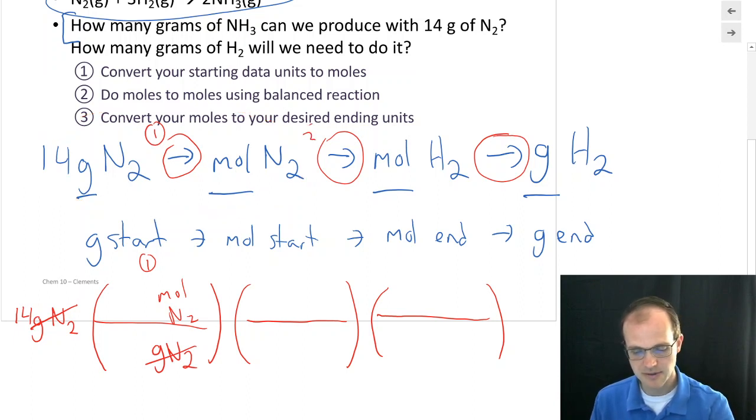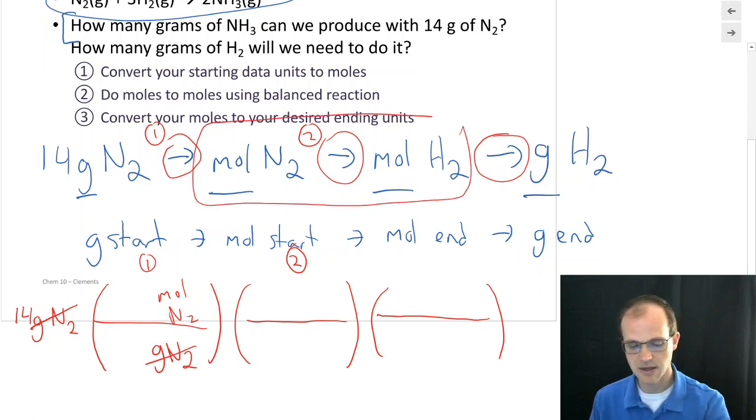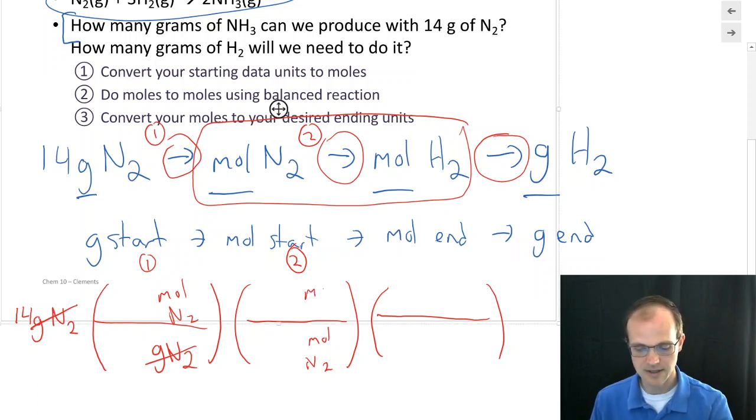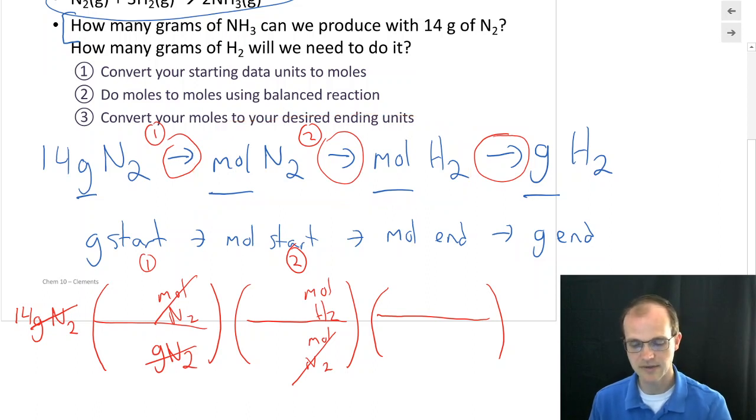Step 2. We now have moles of nitrogen, and we want to convert that into moles of hydrogen. So where does the moles of nitrogen go? It's got to go on the bottom. And then what about my hydrogen? I'm trying to convert into that, so that's going to go on top and look something like that. My moles of nitrogen cancel out as I want them to. I've now got moles of hydrogen.